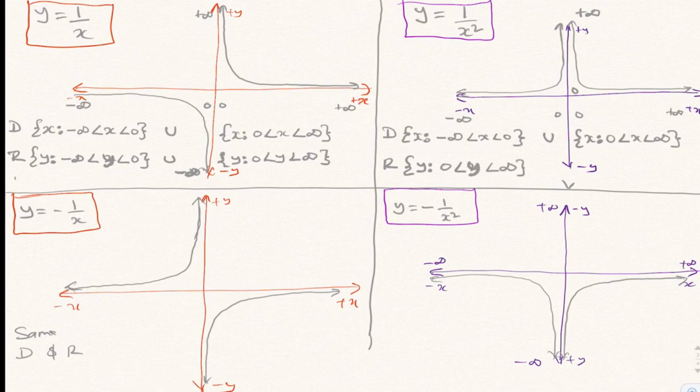For the minus 1 over x squared, the domain will be the same, but the range will be slightly different because we're going from 0 to minus infinity. So we only go from negative to 0. We open the curly bracket, y colon minus infinity is less than y is less than 0.